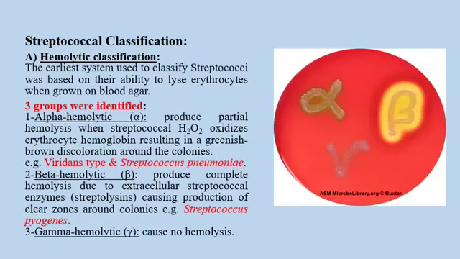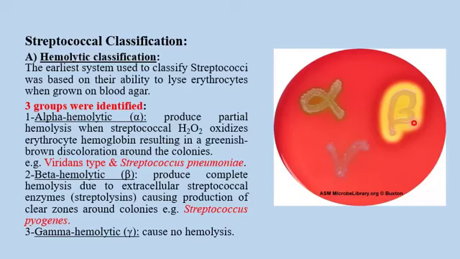In streptococcal classification, actually there are two types of classification and both are important. The first classification, which is the earliest system, known as hemolytic classification. It is used to classify streptococci based on their ability to lyse erythrocytes اللي هي موجودة on the blood agar on which they are grown. As we see this plate, blood agar plate.